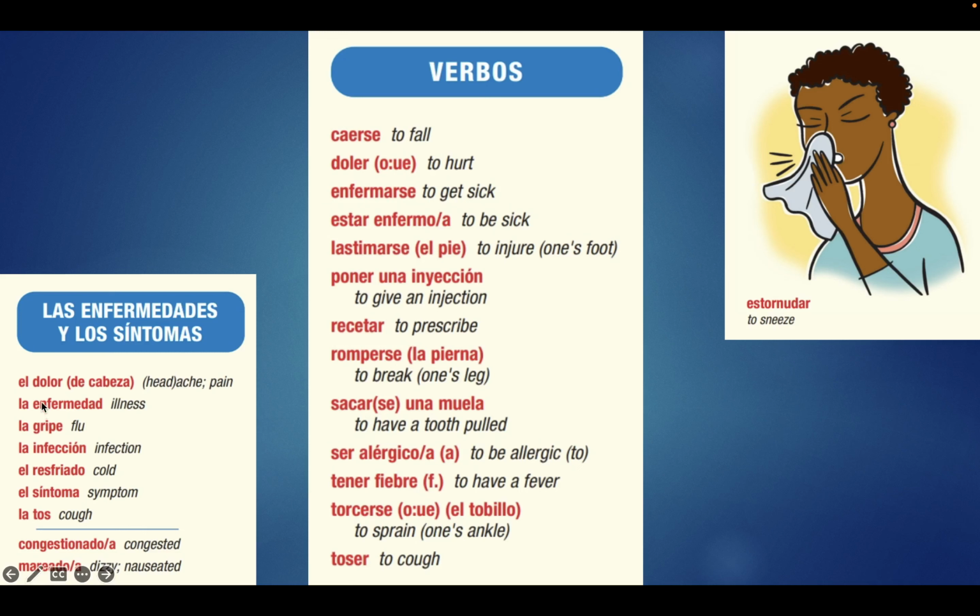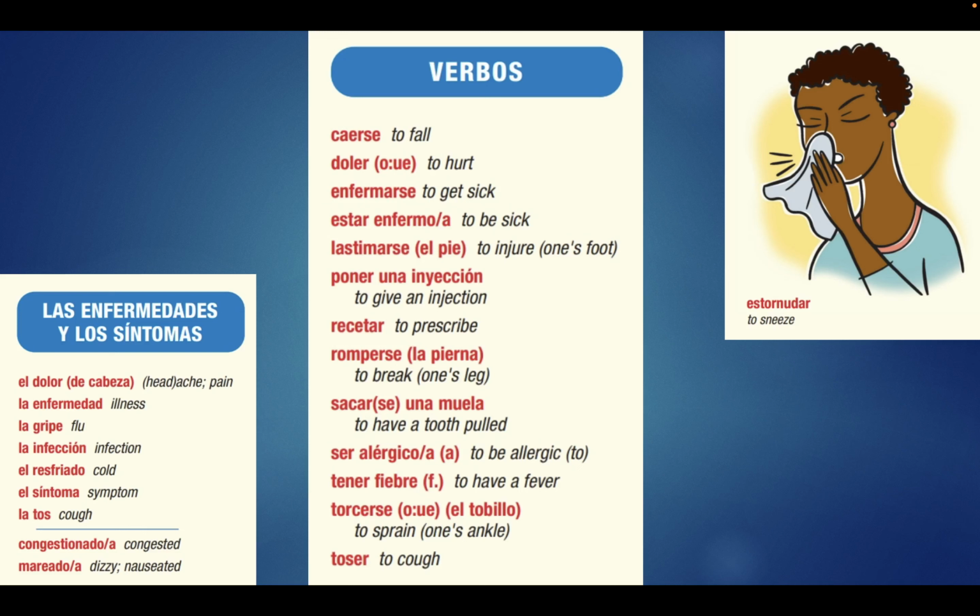We have el dolor, a pain in general, and we could specify el dolor de cabeza, a headache, el dolor de garganta, a sore throat, we might say. La enfermedad, an illness. La gripe, the flu. La infección, an infection. El resfriado, a cold. It actually kind of has the word frío in there almost. El resfriado, the cold. El síntoma, a symptom.